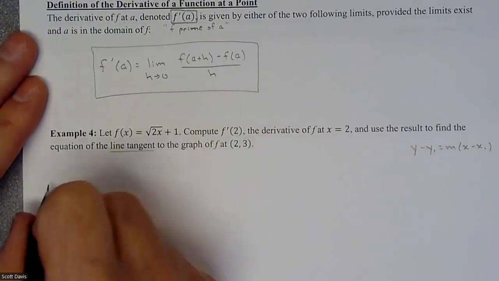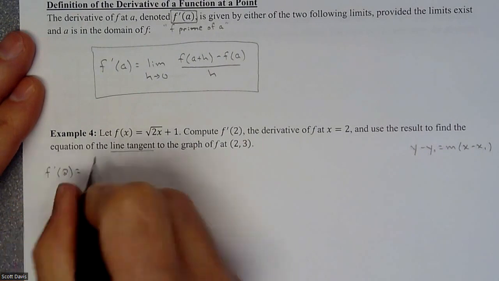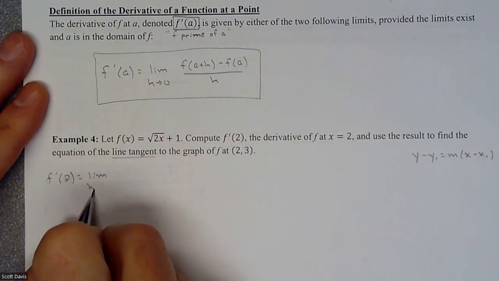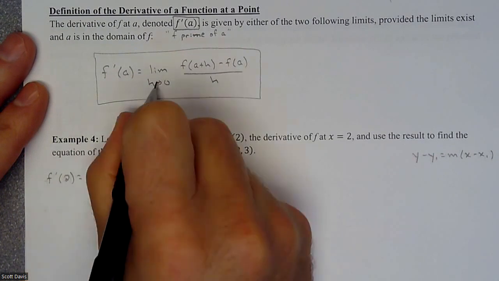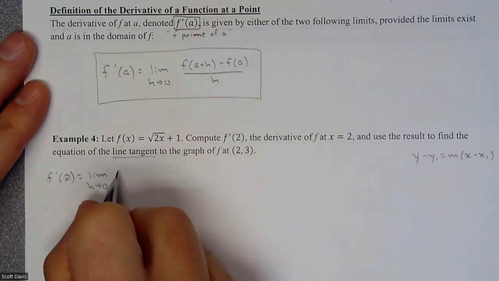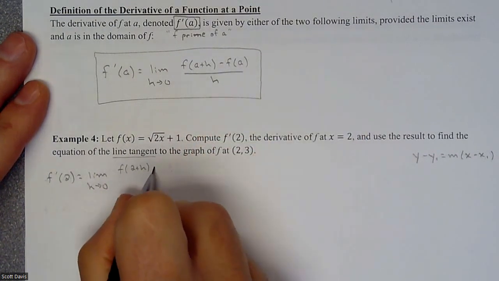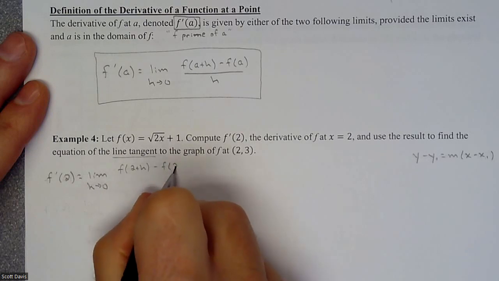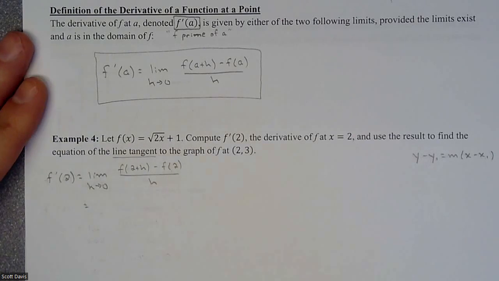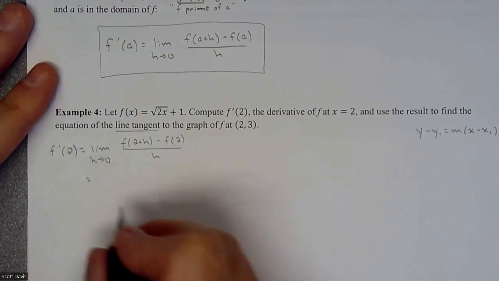All right, so we're going to be finding the slope at 2, which means we're going to be doing the limit as h approaches 0. I'm just copying this verbatim. Our a value is 2. So we're going to be doing f at 2 plus h minus f at 2, divided by h. All right, so here's where this one's going to get a little messy. So we've got to be careful with our algebra.